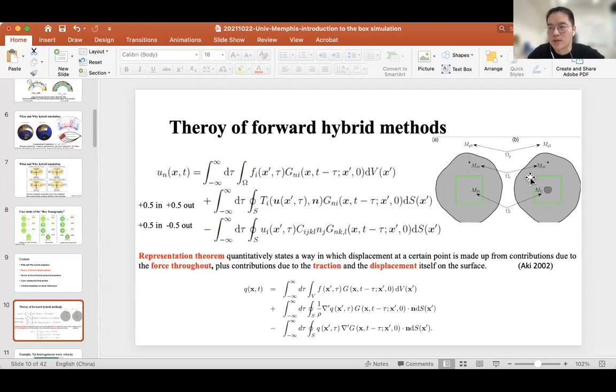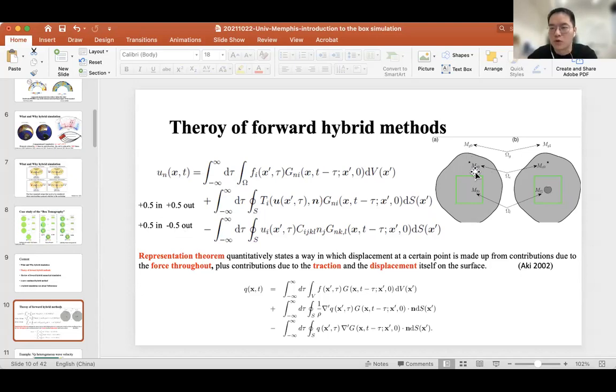But for the box simulation, that means hybrid simulation, we do not have the body force inside the box. But in fact, we have these two terms: the traction on the boundary and the displacement on the boundary. This information is very important. If you do the simulation, you will find that if we only impose the traction on the boundary, the waveform contribution is 50% inside the box and 50% outside the box. And for the displacement, the contribution inside is 50% and outside is minus 50%.